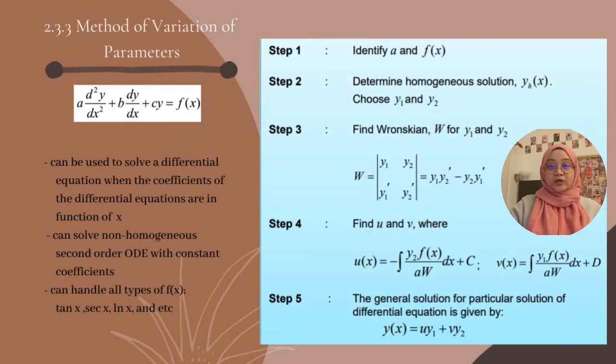To summarize 2.3.3, the method of variation of parameters. It can be used to solve a differential equation when the coefficients of the differential equation are functions of x. It can also solve non-homogeneous second-order ordinary differential equations with constant coefficients. The advantage of using this method is that it can handle all types of functions such as tan x, sec x, ln x, and many more. As you can see, these are the 5 steps to solve the equation by using the method of variation of parameters.